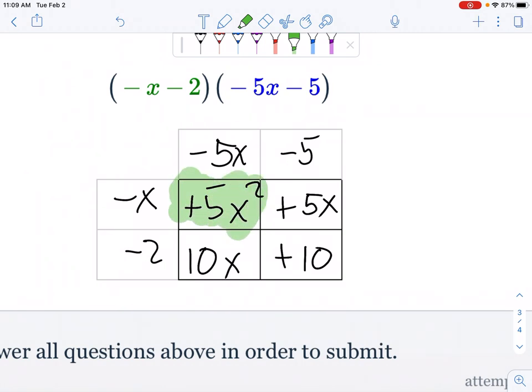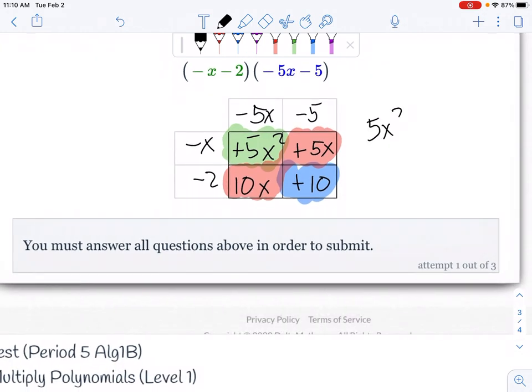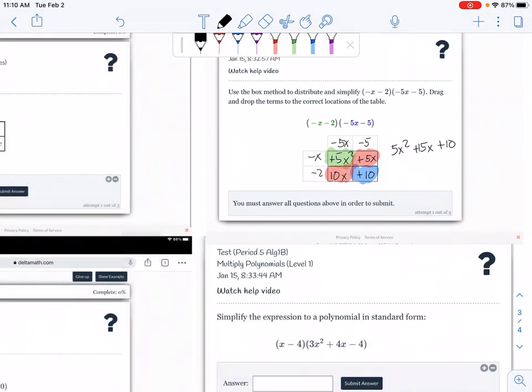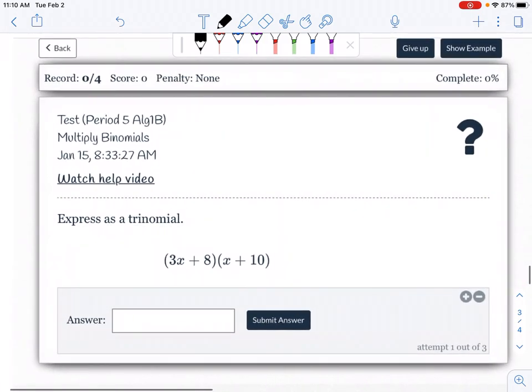So then we have, that's its own thing. This is its own thing. And our diagonals are like terms. So I'm going to say green, which is 5x squared. Red, which is 10 plus 5, which is 15x. And then blue, which is 10. And then for these final ones, you don't have to fill in the box. It says express as a trinomial. That's because you end up getting 3 terms.